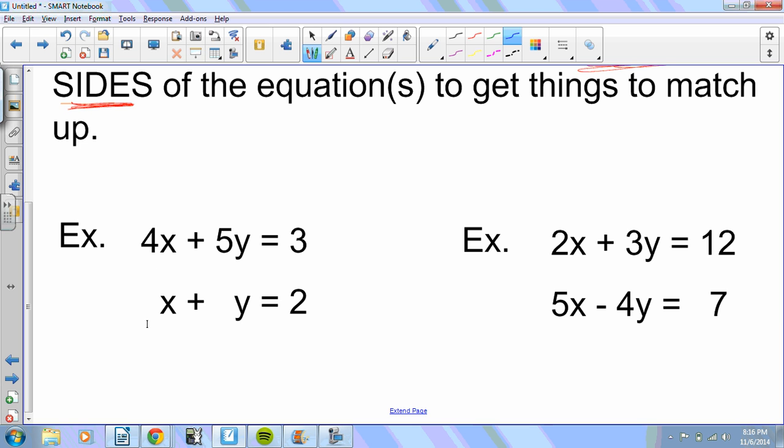So we go through and ask the question, what do you have to multiply 1 by to get 4? Well, that's a pretty easy question. The answer there is 4. So I'm going to multiply both sides of my equation by 4 because I want them to match up. All right. Well, what does that leave me with? That leaves me with 4x plus 4y equals 8.